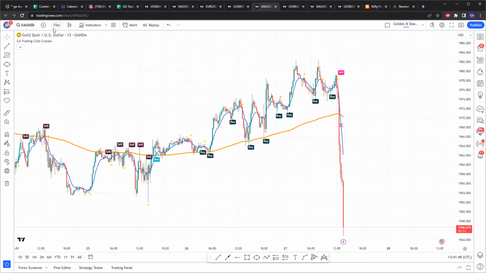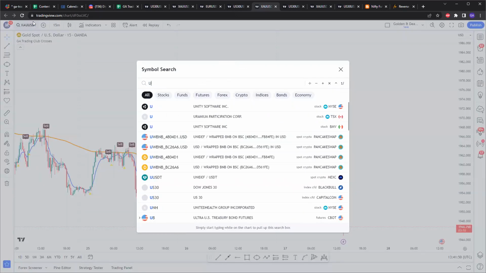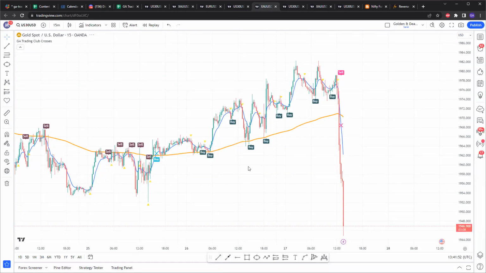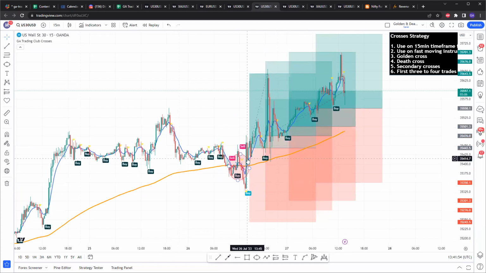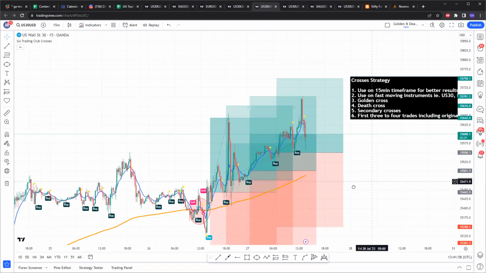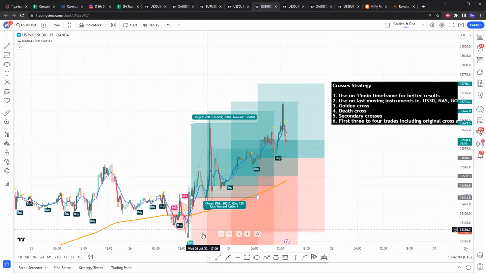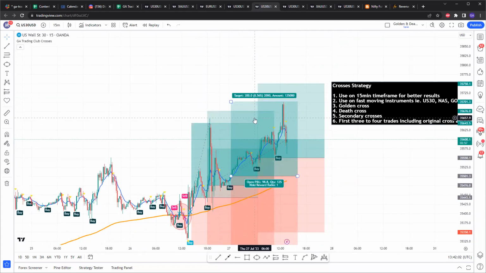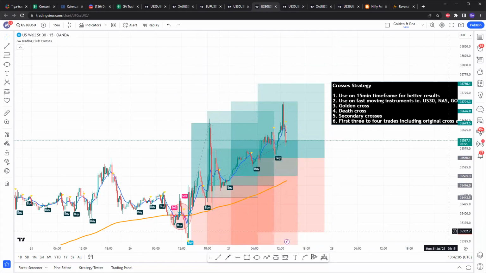So for gold, I wouldn't have taken it, but US 30 was perfect because as you can see for US 30 here, we were at 1, 2, 3. So that would have been the second entry. And you can see later on in the night, we still have 1, 2, 3, 4. So currently the 4 entries are still running. So I do still expect US 30 to pump up.